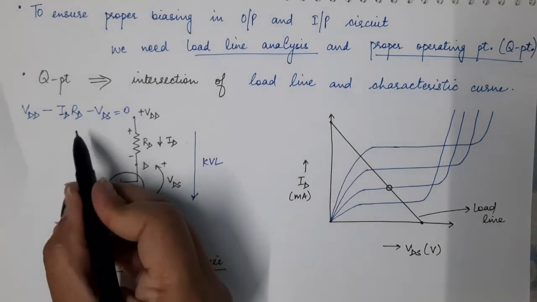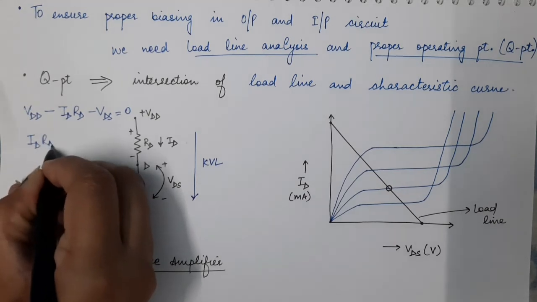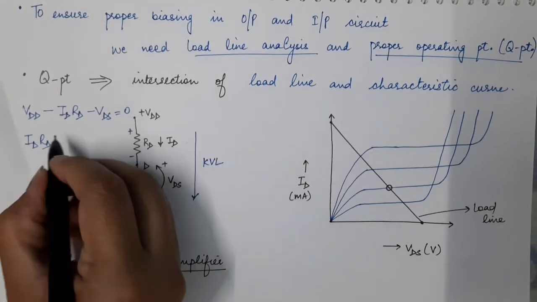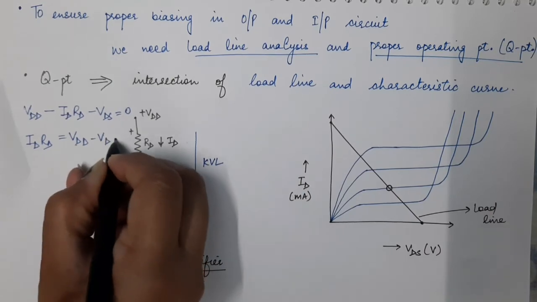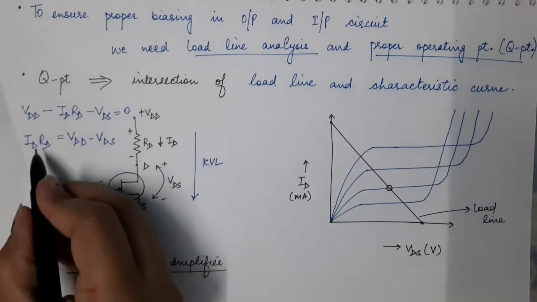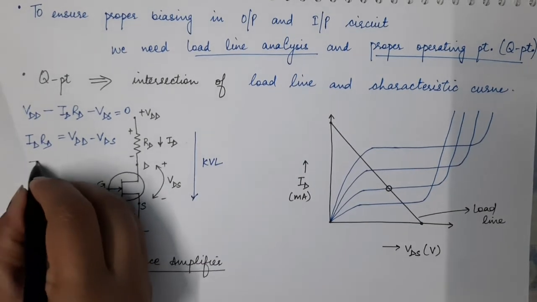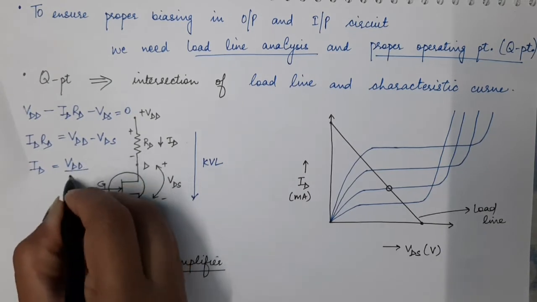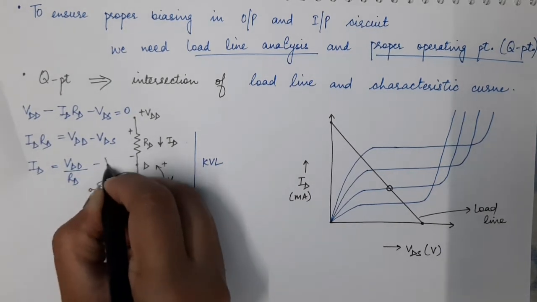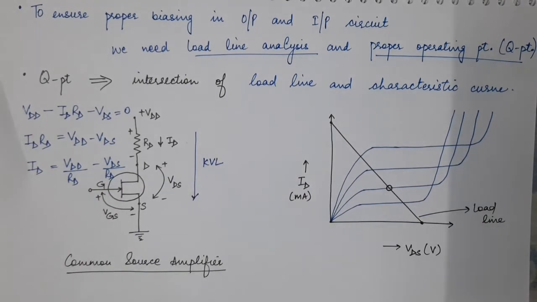So what will be the value of IDRD here? Move this IDRD to this side and you will get this is equal to VDD minus VDS. Move this RD to this side and you will get ID equal to VDD by RD minus VDS by RD.